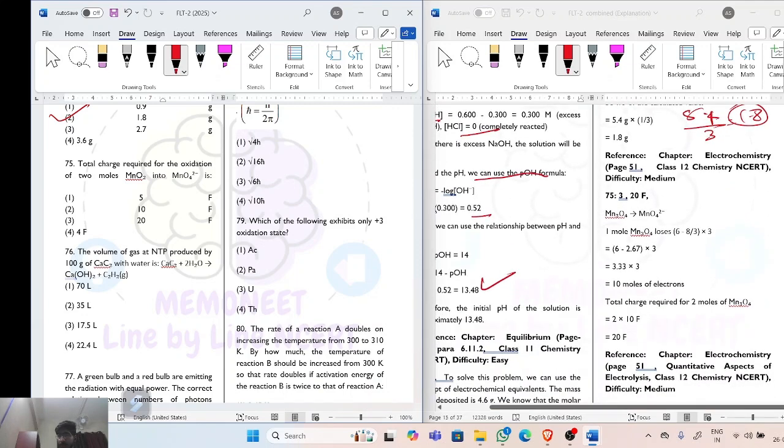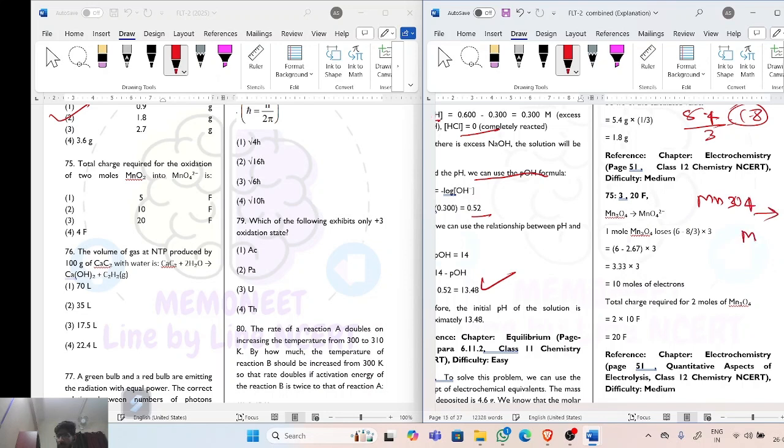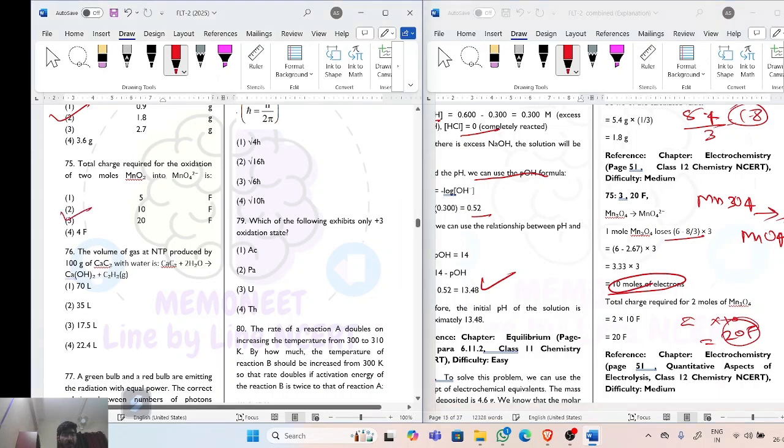So we have to convert Mn3O4 to MnO4 2 minus. Okay, so 1 mole of Mn3O4 loses 6 minus 8 by 3 into 3 means we have to calculate this value, which comes out to be 10 moles of electron. So total charge required for 2 moles of Mn3O4 is 2 into 10, which comes out to be 20 farad. Okay, 20 farad means option number 3 will be our correct answer.